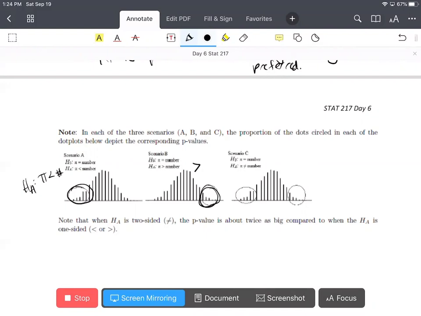And remember with the alternate hypothesis, you're going to notice that H sub 0 is always staying the same, pi equals whatever the number is. Now with the two-sided, the not equal, you have to look at both tails. So would you say that in general, roughly, the p-value in scenario C, where they're not equal to, is going to be roughly double? Yeah, that's pretty much what you'll find happens as you're going through homeworks. So note that when H sub A, the alternate hypothesis, is two-sided, the p-value is about twice as big compared to when the alternate hypothesis is one-sided, either being less than or greater than.